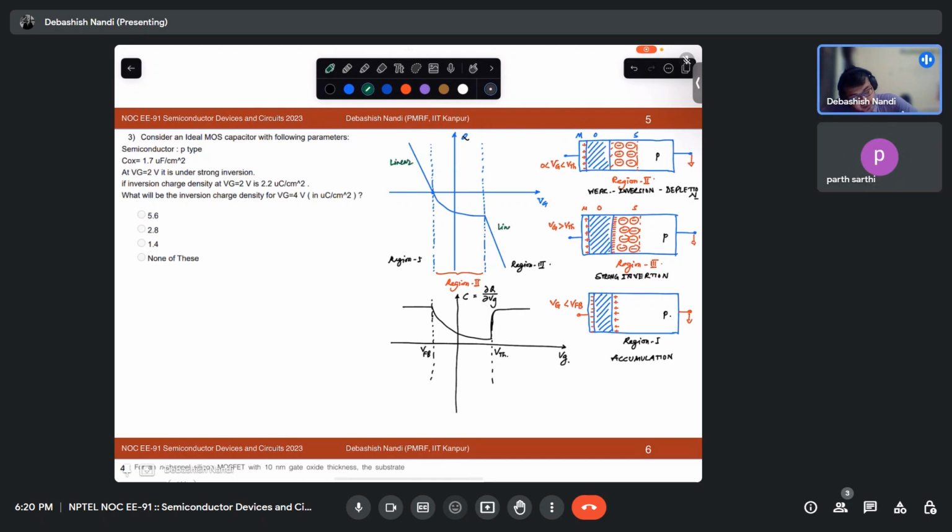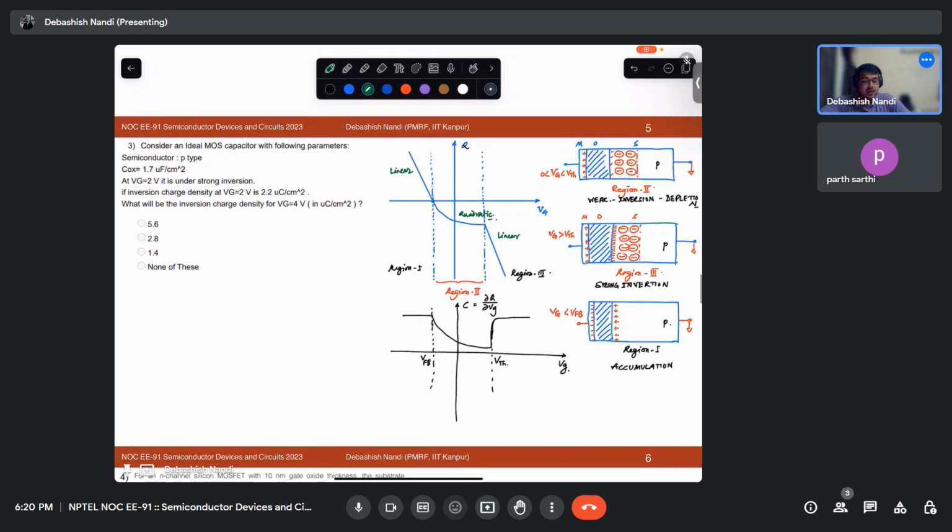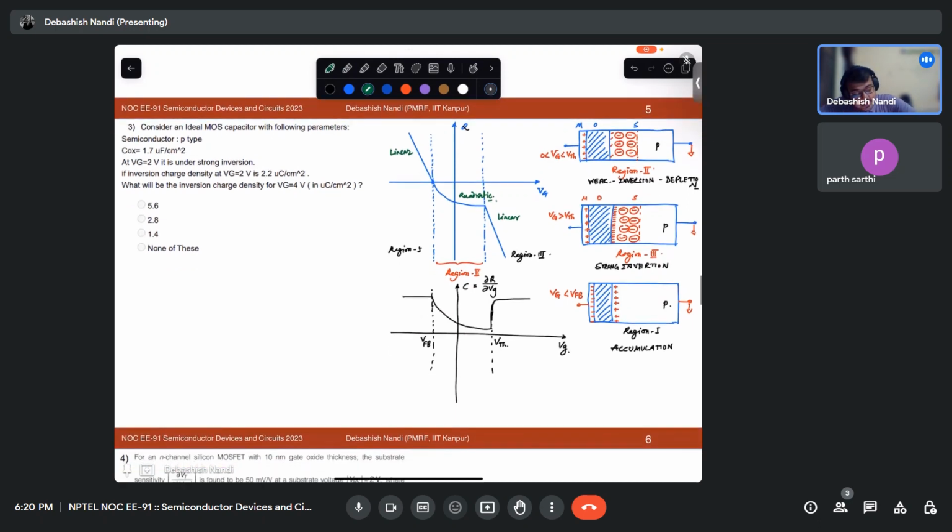Yes, sir. This is linear, and this is some kind of quadratic behavior. Okay. So what happens when your Vg is much greater than Vt? When Vg is greater than Vth, the threshold voltage, what happens? These charges are called your inversion charges, right? Qi, and these other charges let us call Qd, or depletion charges.